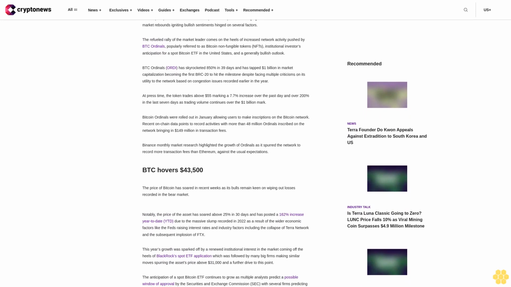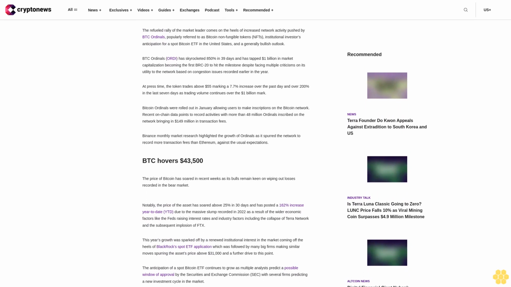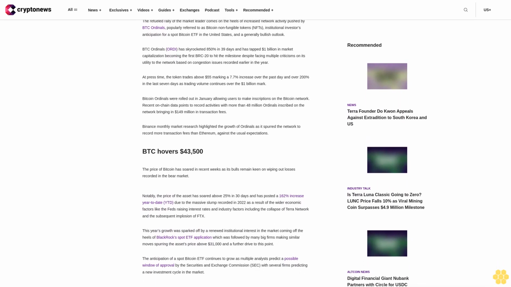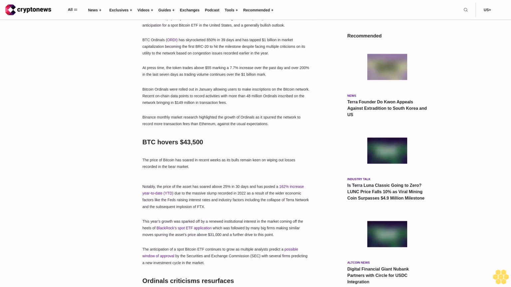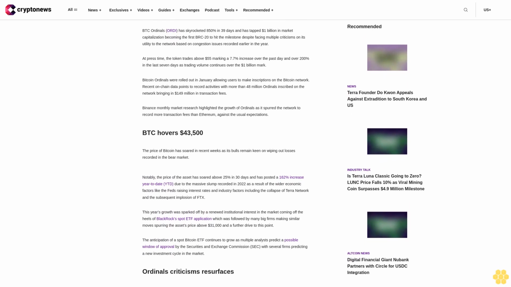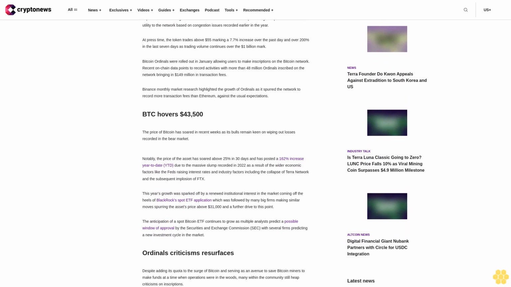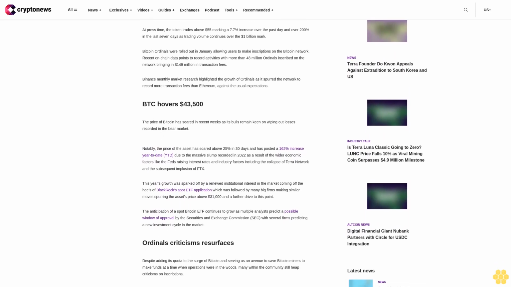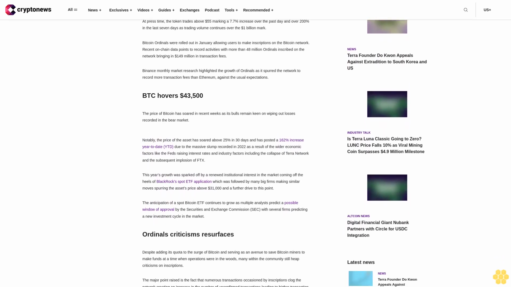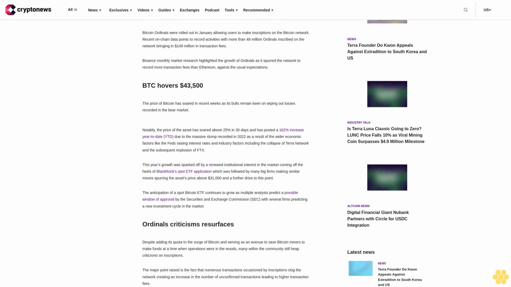capitalization, becoming the first BRC20 to hit the milestone despite facing multiple criticisms on its utility to the network based on congestion issues recorded earlier in the year. At press time, the token trades above $55, marking a 7.7% increase over the past day and over 200% in the last 7 days as trading volume continues over the $1 billion mark.